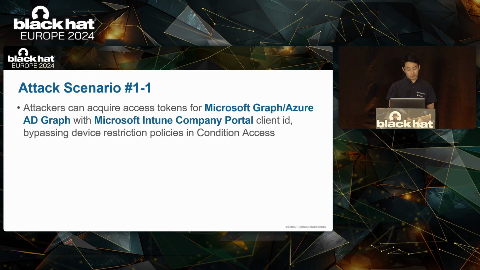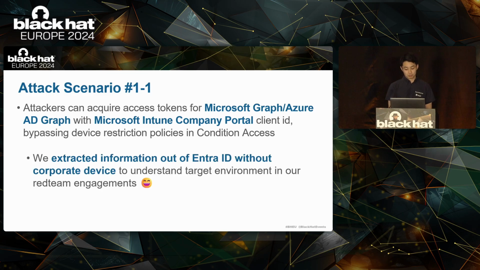So we can acquire an access token for Microsoft Graph and also Azure AD Graph by using the Microsoft Intune Company Portal client ID, and you can bypass the device restriction policies in Conditional Access. So in our red team engagements, we have abused this many times to extract information out of Entra ID by using stolen credentials without any access to the target corporate device.